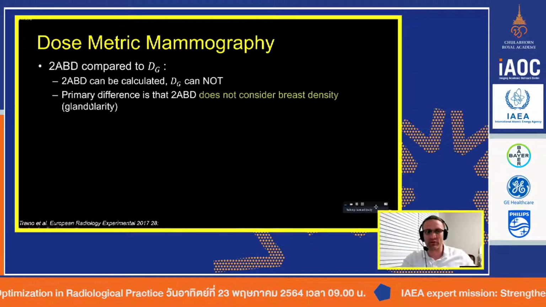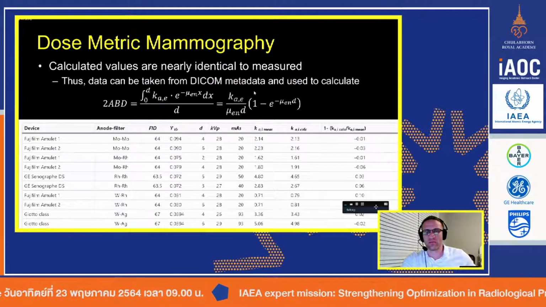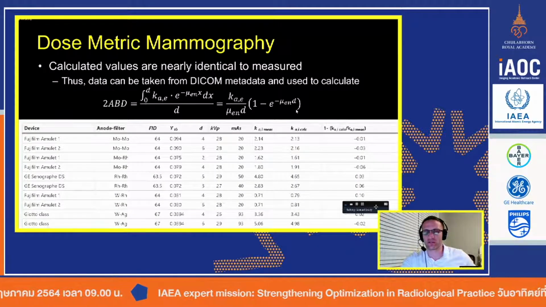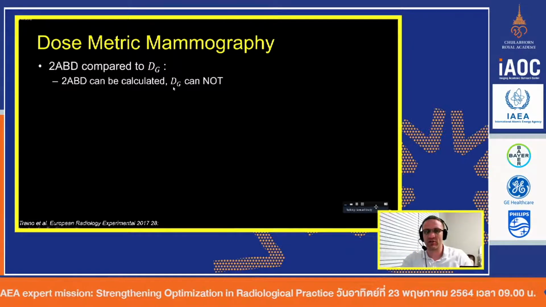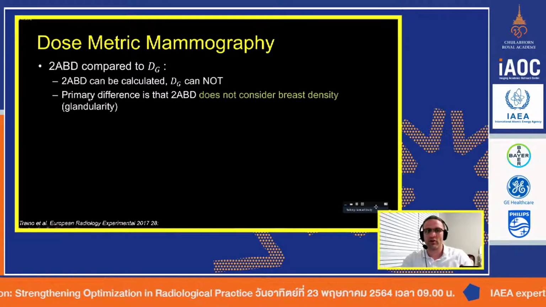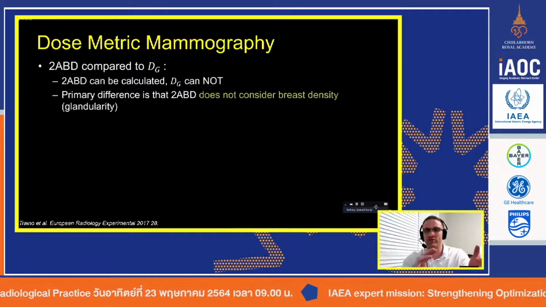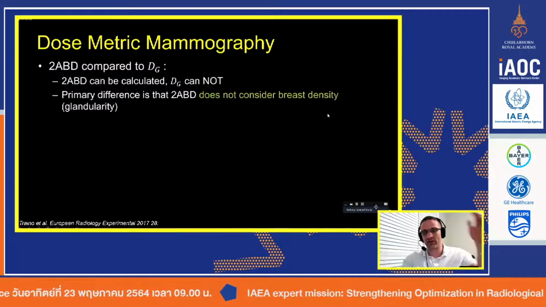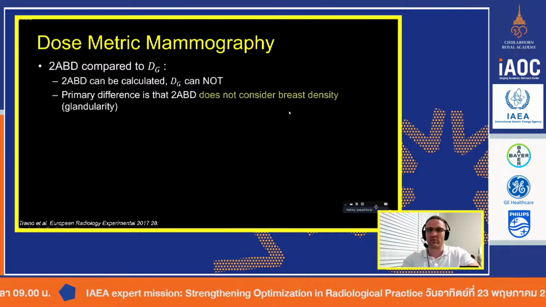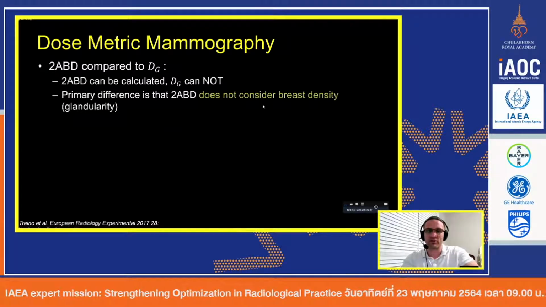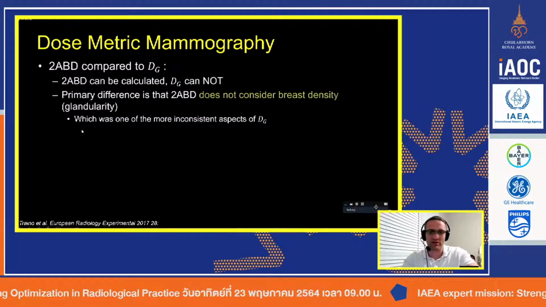But one of the beautiful things about 2ABD, if you look back at this equation, there is no correction for glandularity. And remember, in the D sub G, the assumption or the prediction of glandularity was probably the thing that caused so much variation. So therefore, not needing to know how much glandularity there is in the breast, we can actually get a little bit more precise calculation for the average organ dose to the breast, or the average dose to the breast.